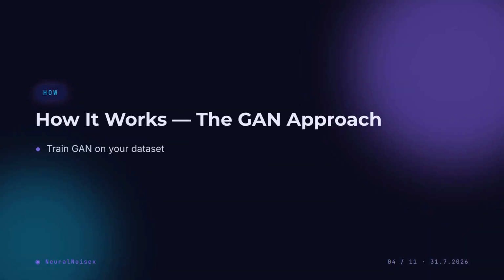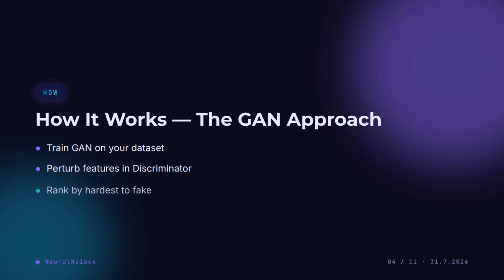Here is the core idea. GAMPS trains a GAN exclusively on your feature data. The generator learns to produce realistic synthetic samples, and the discriminator learns to tell real from fake. Once the GAN has learned the underlying data distribution, GAMPS applies a perturbation strategy to the discriminator. It systematically perturbs individual features and measures how the discriminator reacts. Features that are hardest to fake, meaning the discriminator still correctly identifies samples even when those features are perturbed, are ranked as the most important. It is a perturbation-based sensitivity analysis on the discriminator, and it requires no domain-specific supervision.